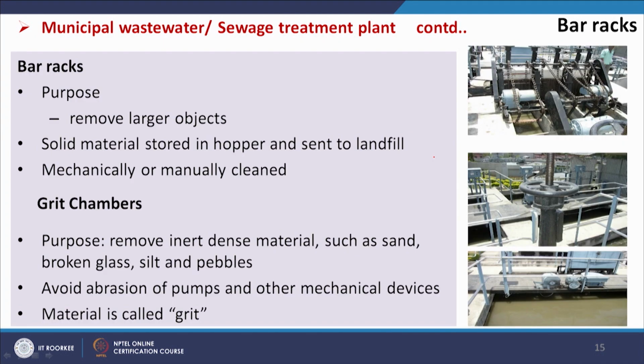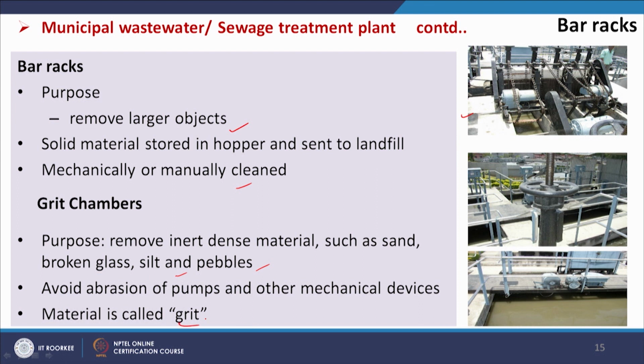Now, we will see the role of different equipment like bar racks, as shown in this figure. So, these are the bar racks. The purpose is to remove larger objects; solid material is stored in a hopper and sent to landfill, mechanically or manually cleaned. This type of facility is used, and then the grit chamber. The purpose of the grit chamber is to remove inert dense material such as sand, broken glass, silt and pebbles, and avoid abrasion of pumps and other mechanical devices. This material which is separated in the grit chamber is called grit.